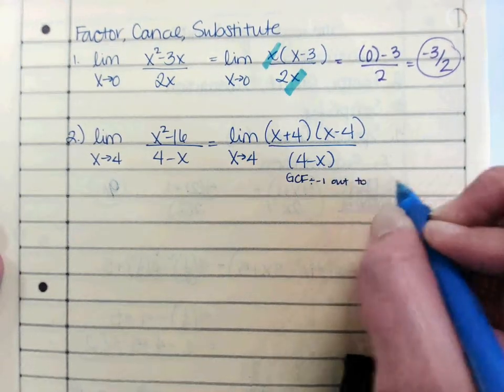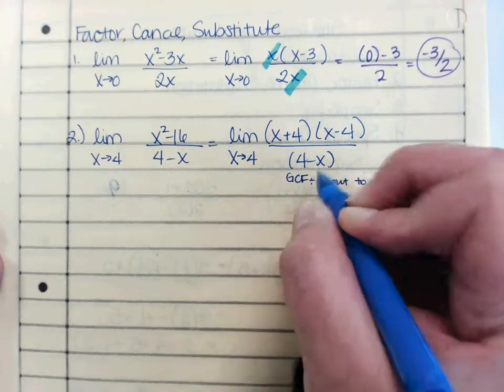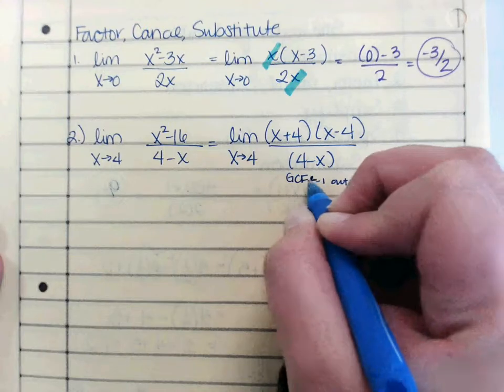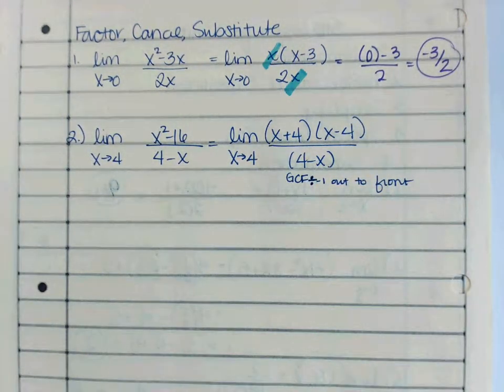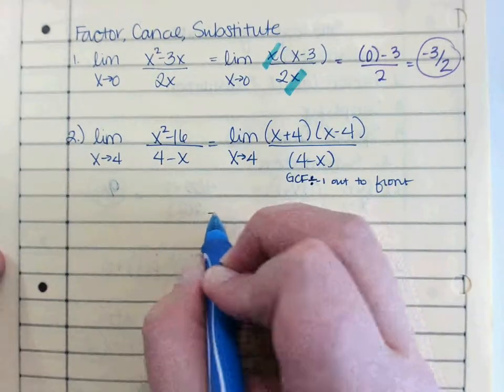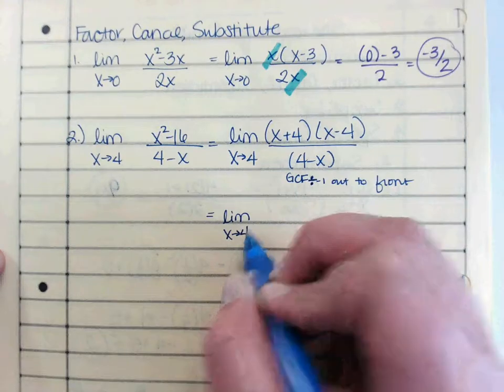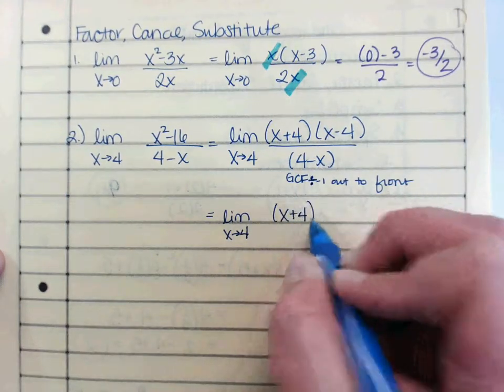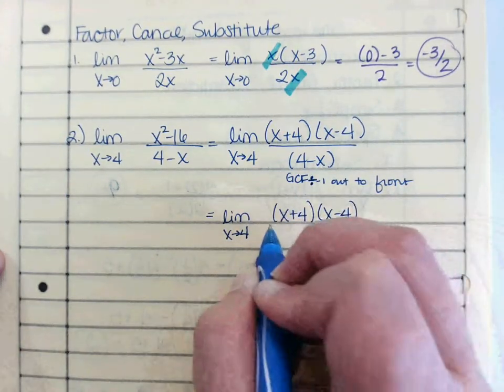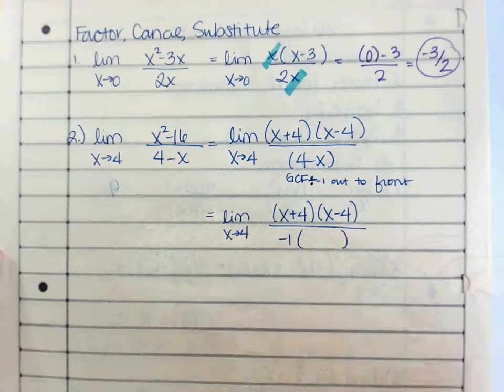Okay, here's what that's going to look like. So that says GCF: divide by negative 1 out to the front of the denominator. So this is what I'm going to have now. On top, I'm still going to have x plus 4, x minus 4. But on the bottom, I'm going to pull a negative 1 out of that fraction.